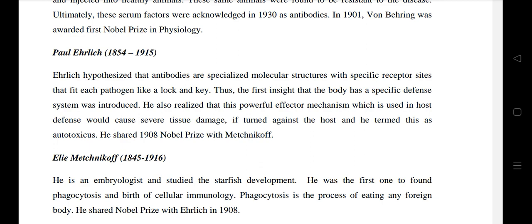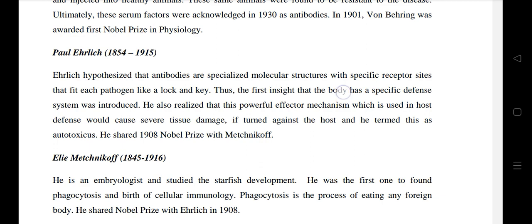He also realized that this powerful effector mechanism, which is used in host defense, could cause severe tissue damage if turned against the host, and he termed this horror autotoxicus. He shared the 1908 Nobel Prize with Mechnikov. I'm not sure about the pronunciation of the scientist. Sorry for that.